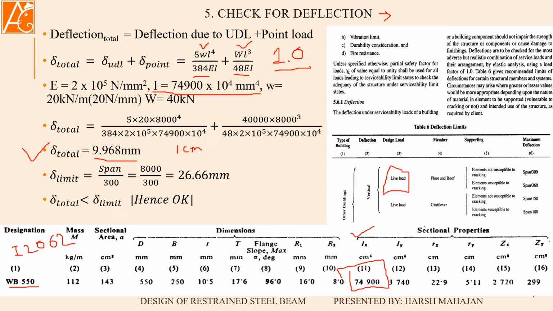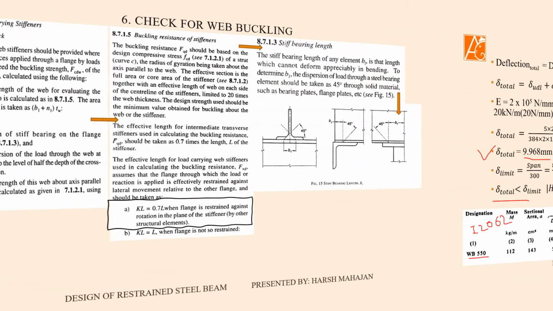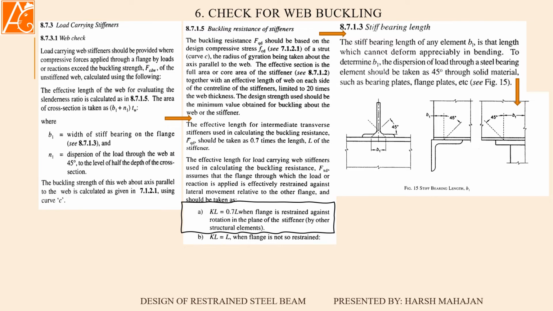Now, what is the limit? So the limit is given here as span divided by 300 for other building vertical deflection. So span by 300 is 26.66 mm. So our delta is very much less than the limiting delta, hence our beam can be considered safe for the serviceability condition. After checking for deflection, moment and shear, our beam is safe.